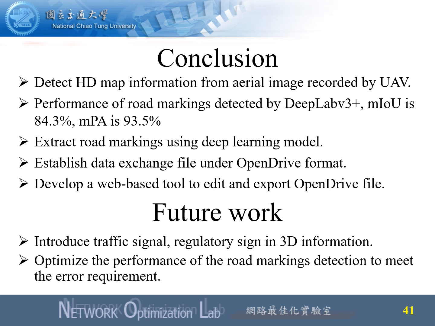In the future, 3D items on the road such as traffic signals and regulatory signs are introduced to have complete 3D information of the OpenDrive file. And the detection model needs to be optimized to detect small lines on the images to meet the error requirement.